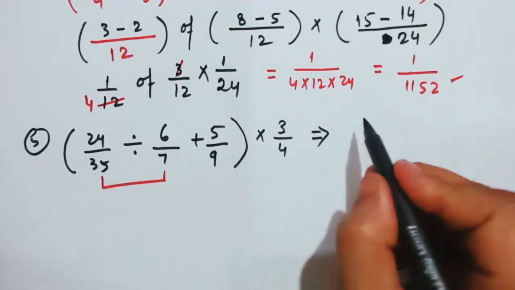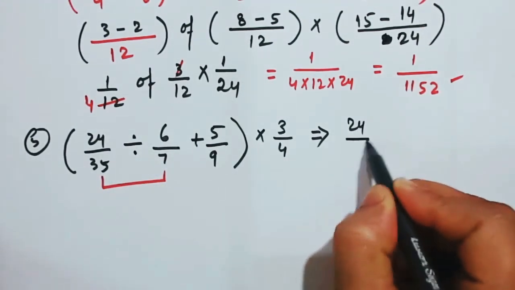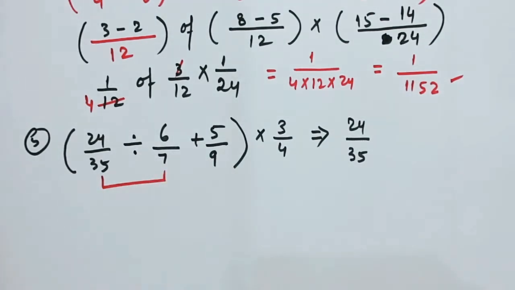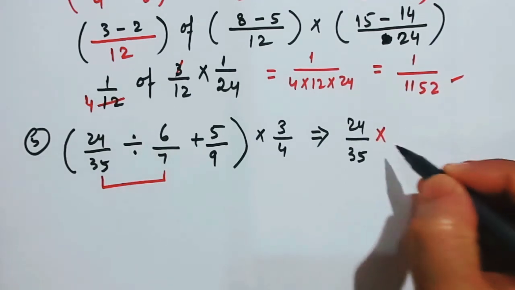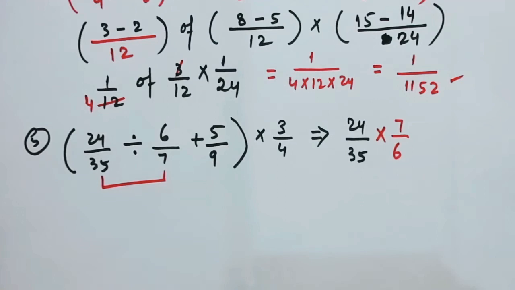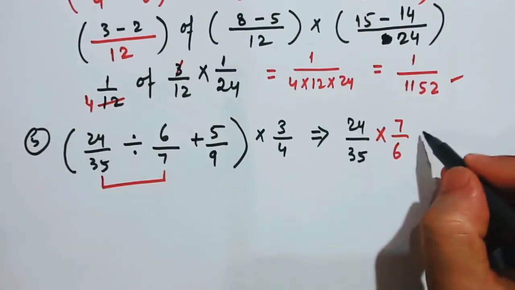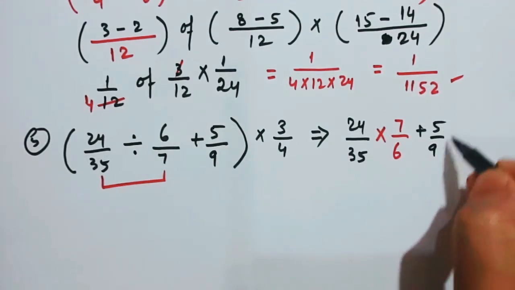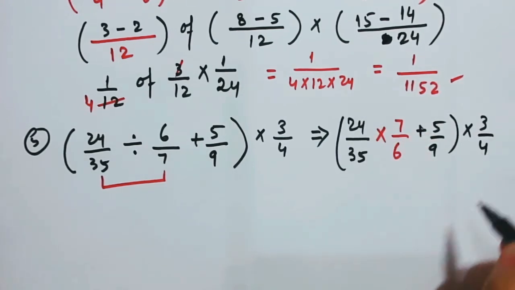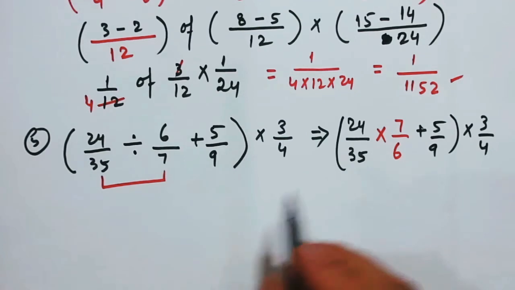Come, 24 by 35. You will have to change the division into multiplication form. So let's change it. 7 by 6, plus 5 by 9, put it in bracket, times 3 by 4. Kept.